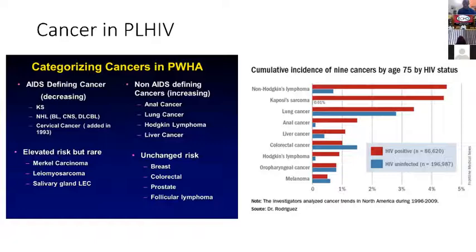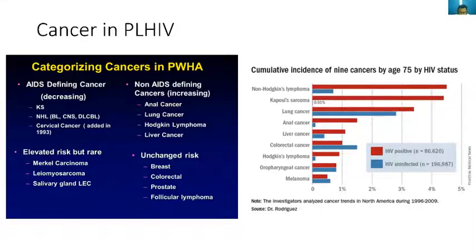There are non-AIDS-defining cancers where there is, however, not noted to be an increased risk: breast cancer, colorectal cancer, prostate cancer, and a type of lymphoma called follicular lymphoma. And there are types of cancer that are rare, where there is noted to be an increased risk, but it is not common in clinical practice: Merkel cell carcinoma, leiomyosarcoma, and salivary gland tumors.